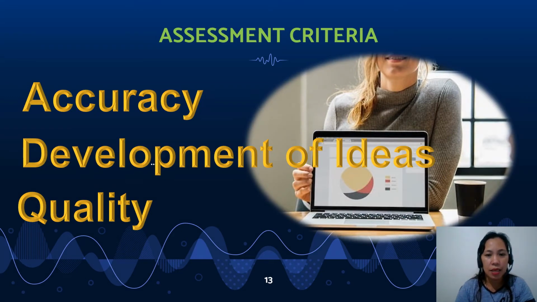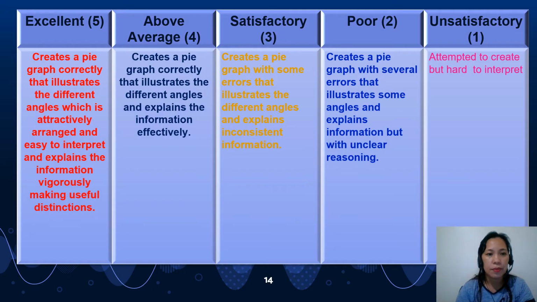Assessment criteria will be based on the accuracy, development of ideas, and quality. For excellent, 5 points. Creates a pie graph correctly that illustrates different angles, which is attractively arranged and easy to interpret, and explains the information vigorously, making useful distinctions.